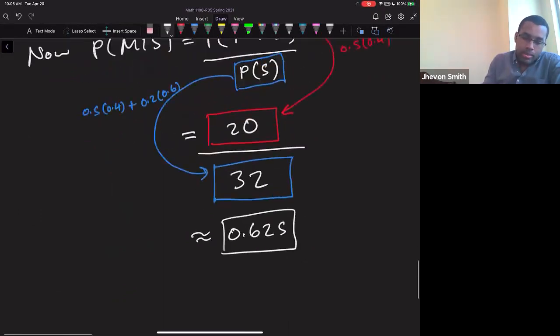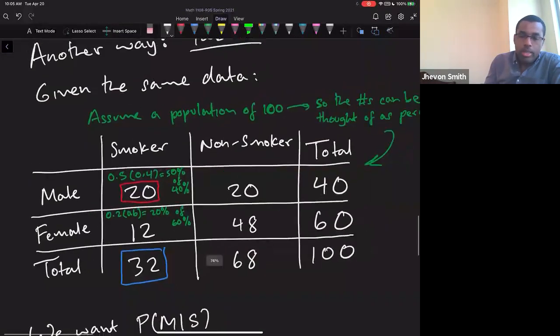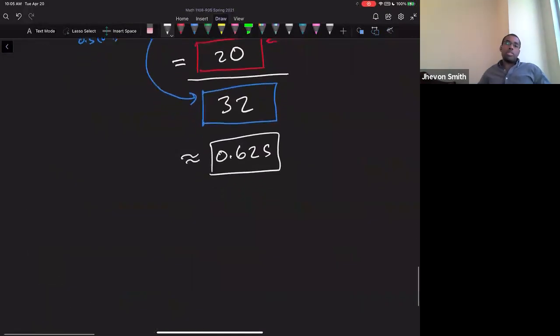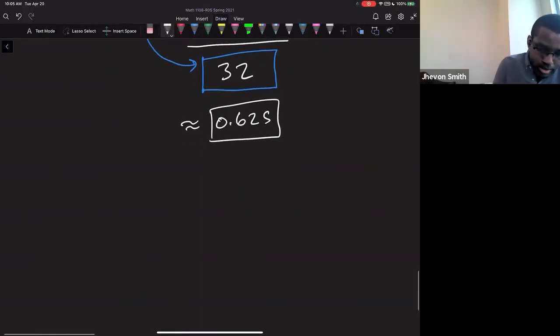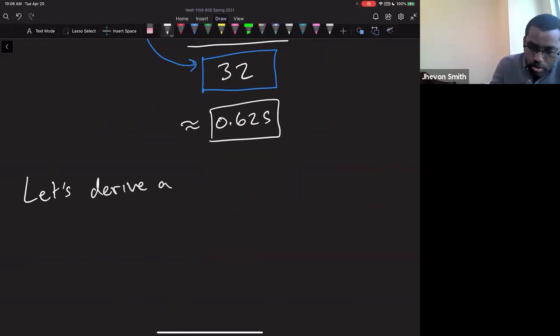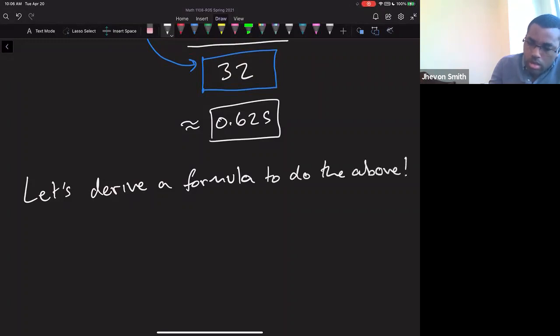What I want to do now for you guys is derive a formula for doing this. So maybe your tree diagram is going to be very complicated. Maybe you don't want to do a table because there are too many things to talk about. Or maybe you just prefer thinking in terms of formulas. You don't like drawing pictures. Whatever the case is, we're going to derive a formula for this. Okay, so that's what we're going to do.